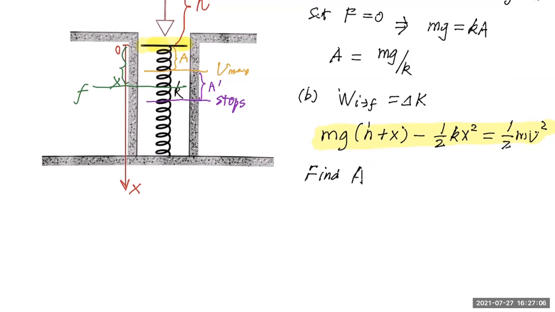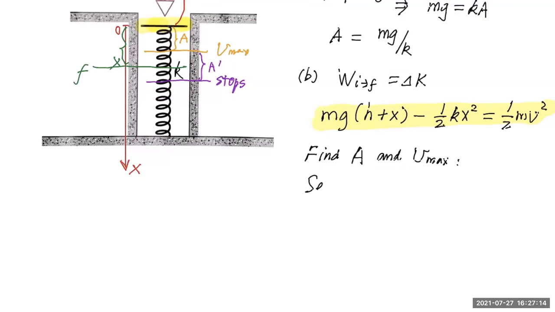Find a and v maximum. We can do both. Okay, you want to set dv/dx equal to 0. So this is a particular location x such that v is maximized. All right, so let's do that.